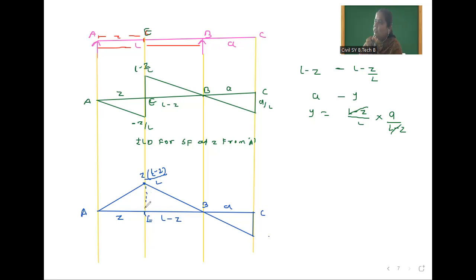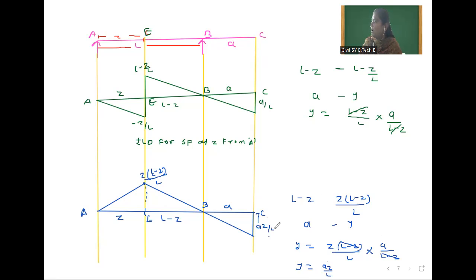So we will consider these two triangles and apply the similar triangle rule. For L minus Z, the distance is Z (L minus Z) divided by L, and we have to calculate this for A. So Y is equal to Z (L minus Z) divided by L, into A, multiplied and divided by L minus Z. This L minus Z and this L minus Z get cancelled. So Y is equal to AZ divided by L. So this value is AZ divided by L.